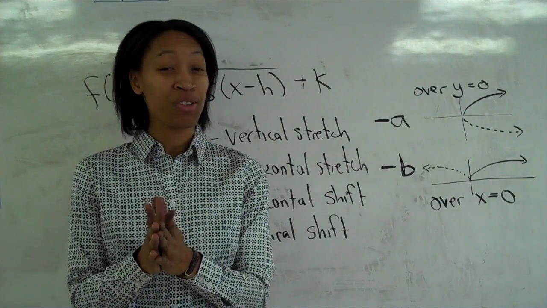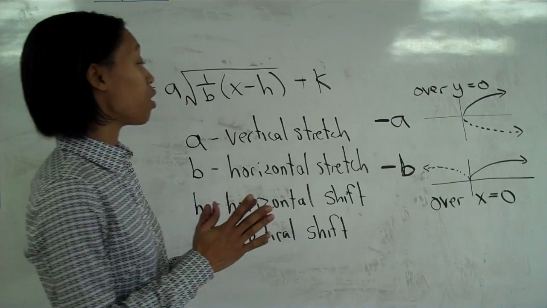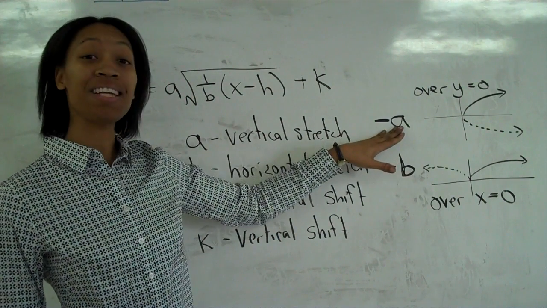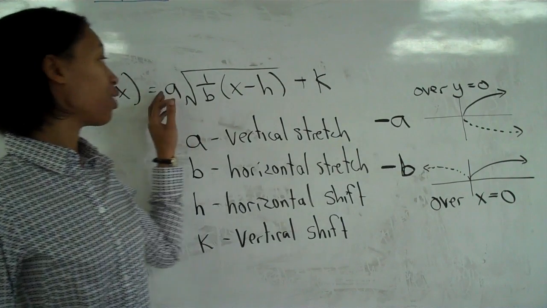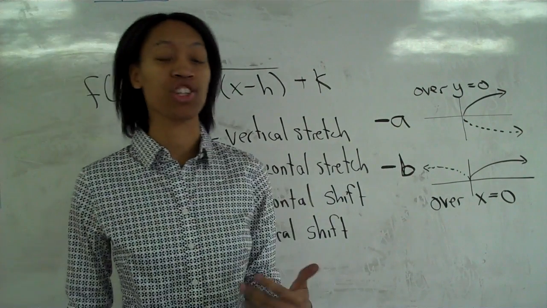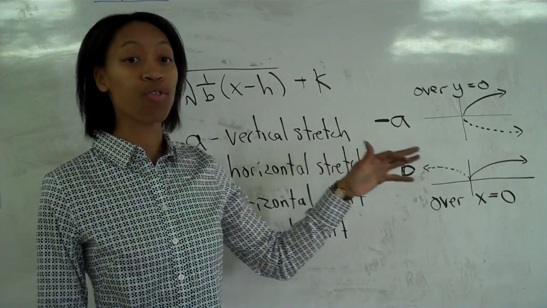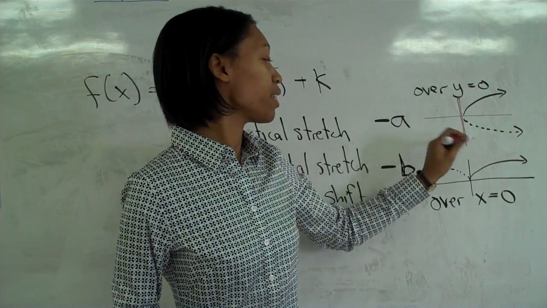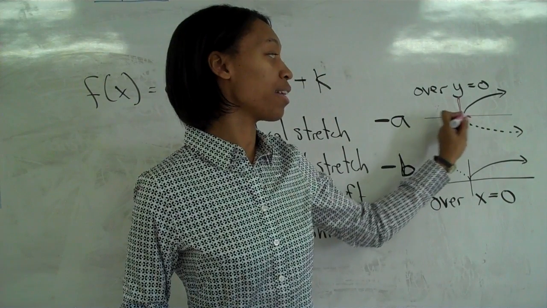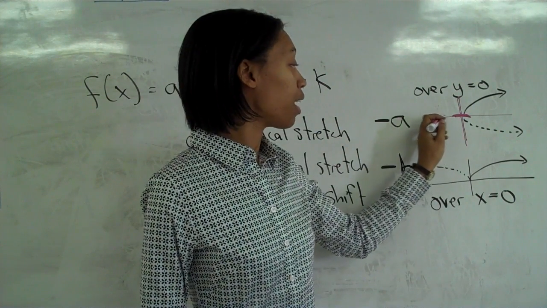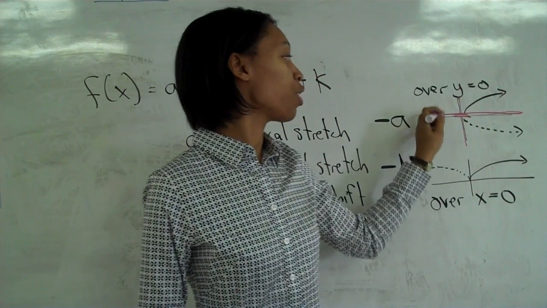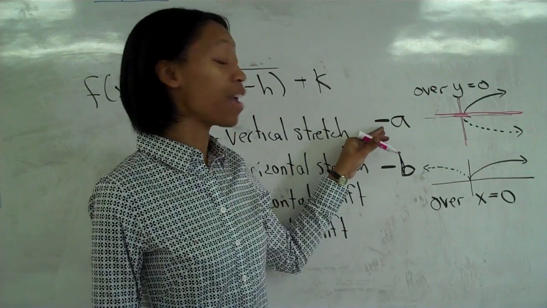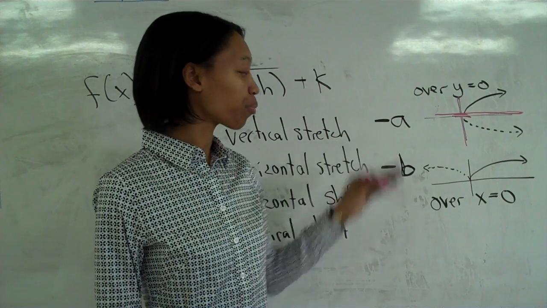And before I move on to those examples, let me just say also what happens if you have a negative a. If you have a negative a value, if the number in front is negative, that's a reflection. And it reflects over the line y equals 0. So here's my y-axis. Here's where y is equal to 0. If I put a line here and reflect the graph over that line, that is what happens if the a value is negative.